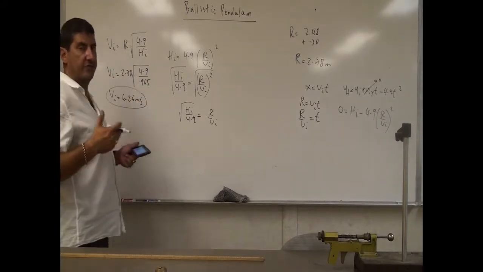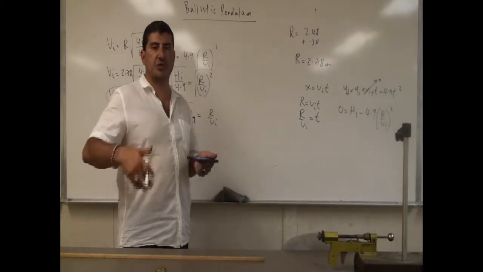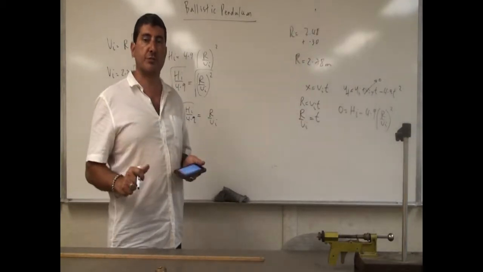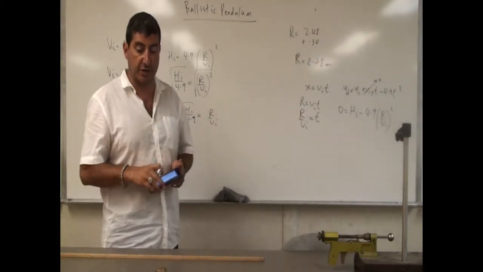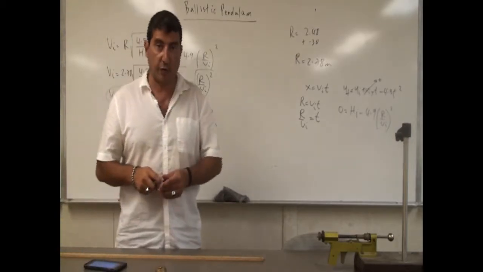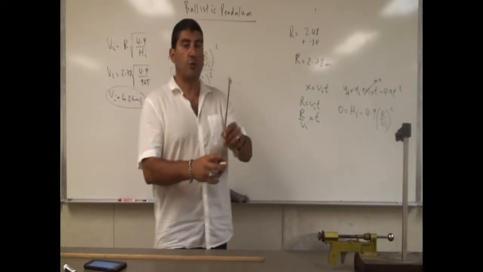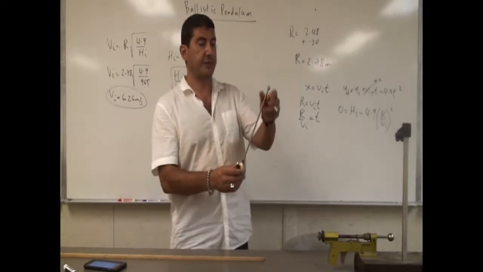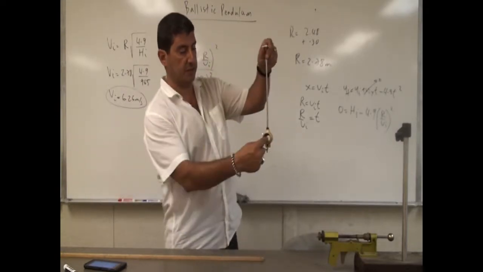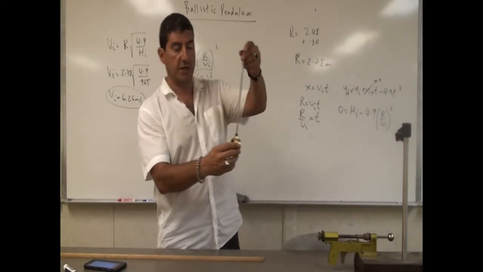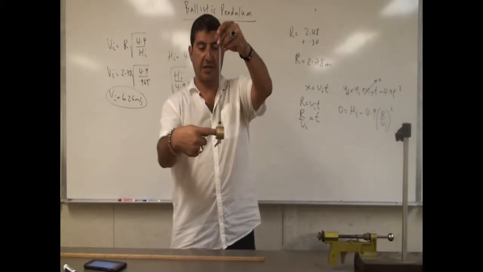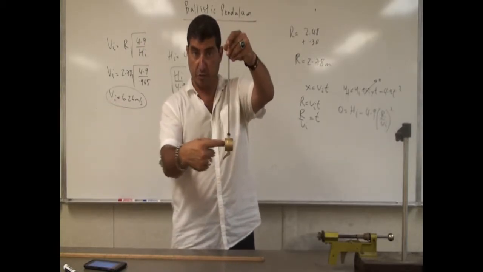Of course, we only ran this one time, and I wasn't really careful about all the measurements. So this is a very approximate number. Now that I know the approximate V initial, I want to shoot the pendulum into this hole here. And then, of course, the ball is going to come and hit this ball and go inside of it.